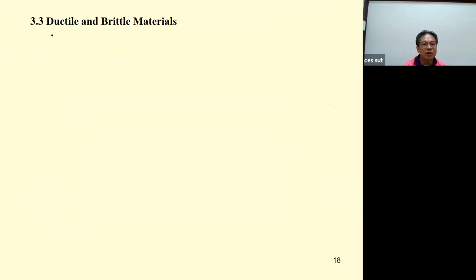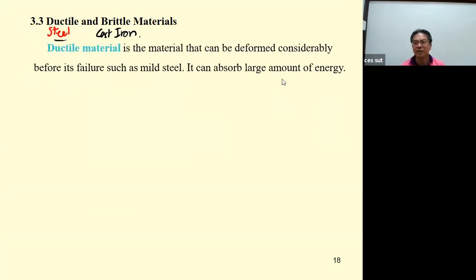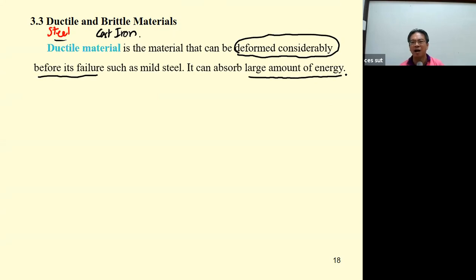Since the steel is a ductile material and the cast iron is a brittle material, how are they different? The steel can deform a lot. Typically, a ductile material can deform considerably before its failure. Since it deforms a lot, it can absorb a large amount of energy also. Okay, so we can use the steel in areas that require large energy absorption.